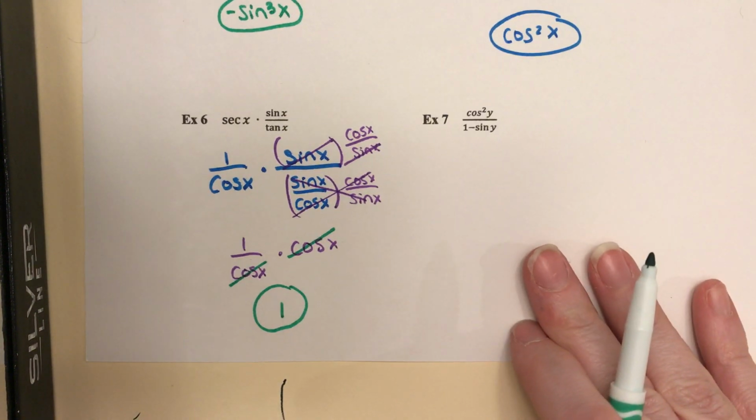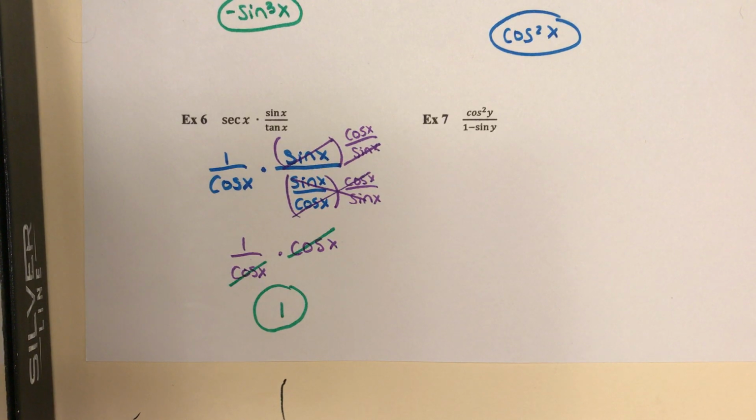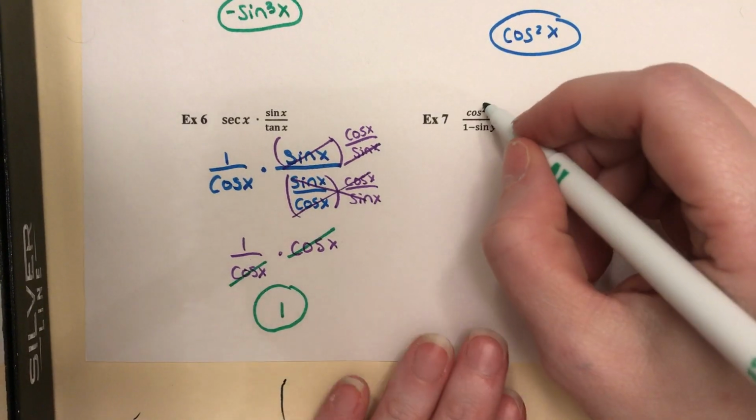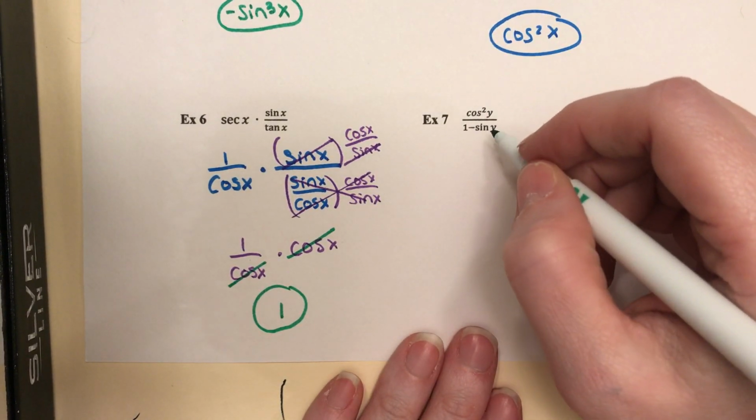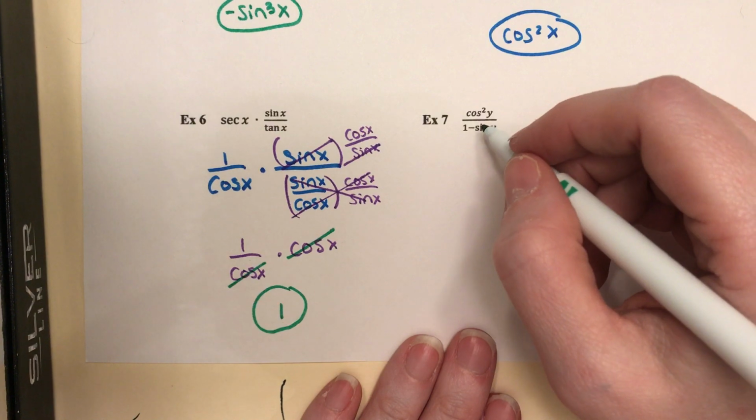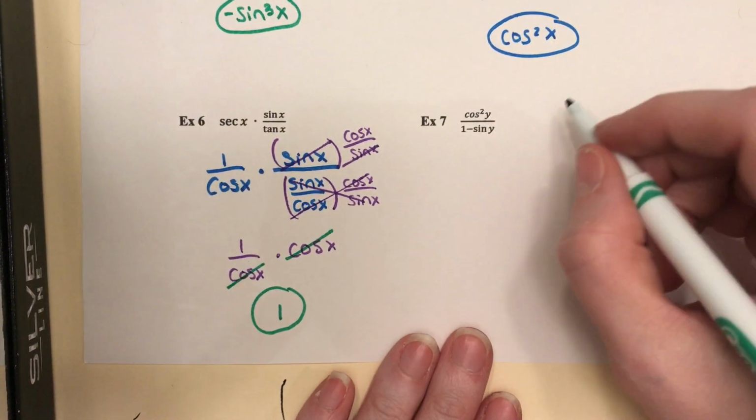Okay, last one, number 7. I've got cosine squared over 1 minus sine. So everything's already in sine and cosine. There's nothing to multiply, but I could probably factor this if I tried or did something. I don't know. We'll have to look and see. I do see a squared. So what I said before, whenever I see a square, I usually think of the Pythagorean identities. And the one with the sine and cosine is going to be the one we're going to use.